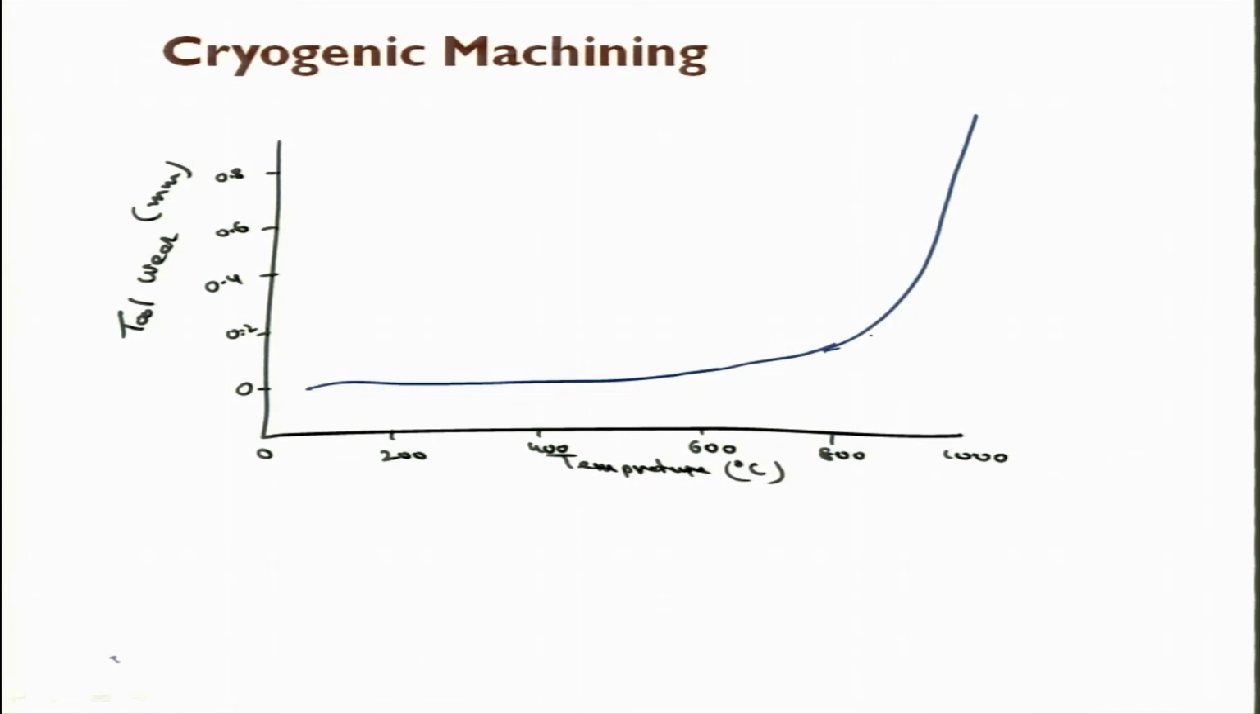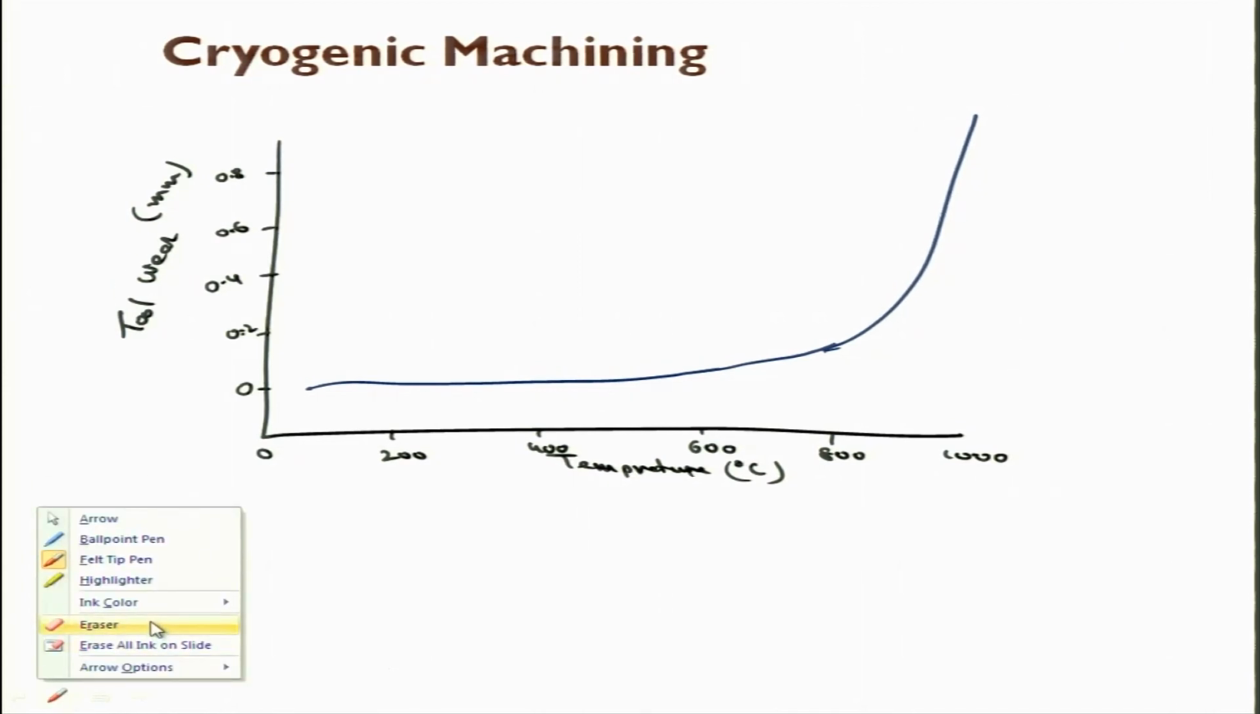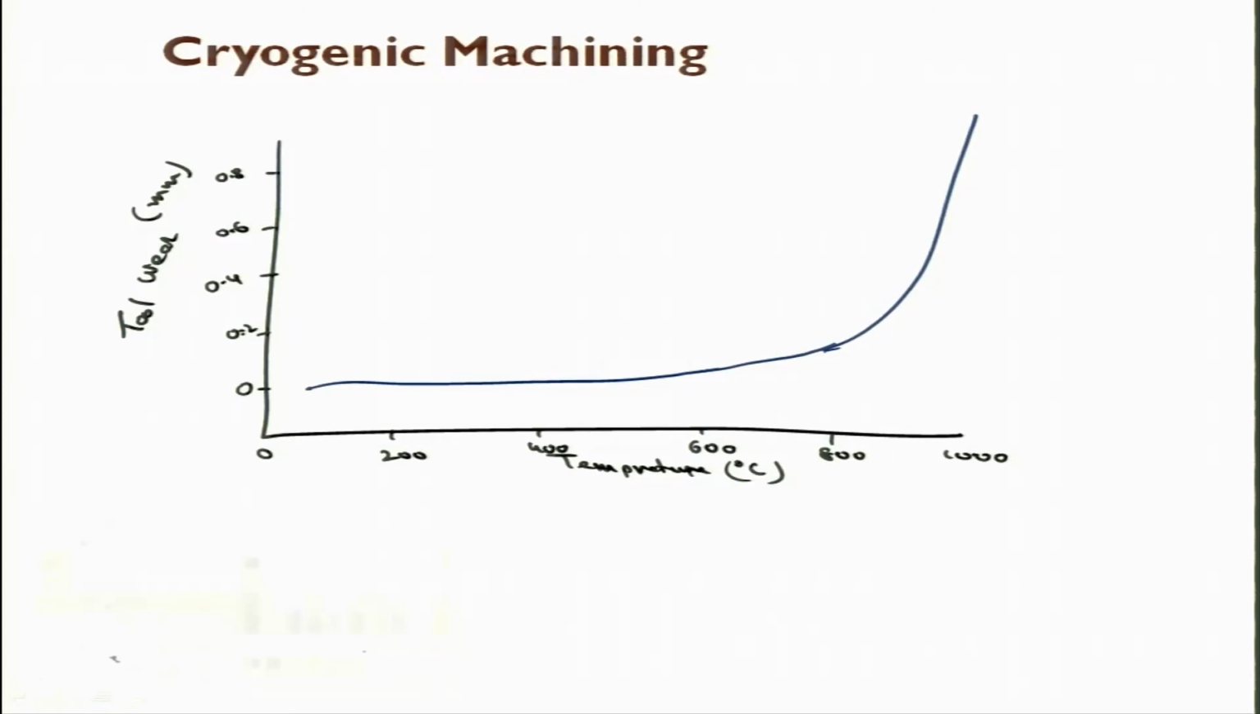So, what does cryogenic engineering do? For example, if I say 800 degrees is my critical temperature at which my tool starts deteriorating, this is the critical temperature, after which my slope is increasing very rapidly. So, what does cryogenic engineering do? It takes this slope to a better level.